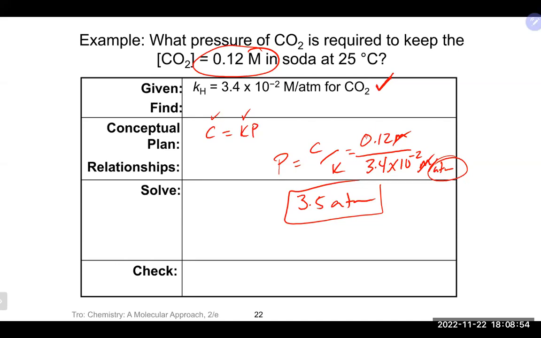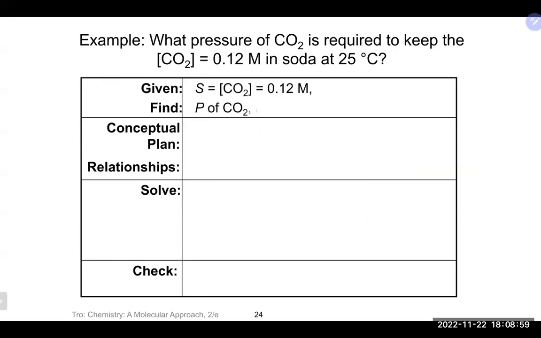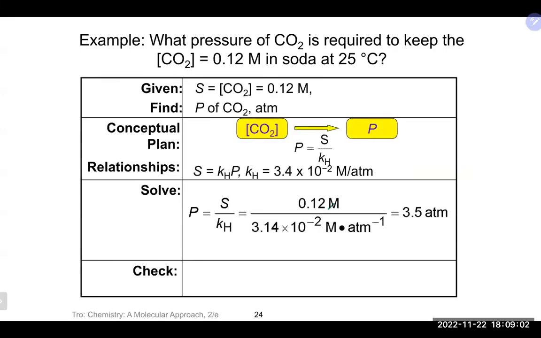Any question on that there? Hopefully they agree. That's good.